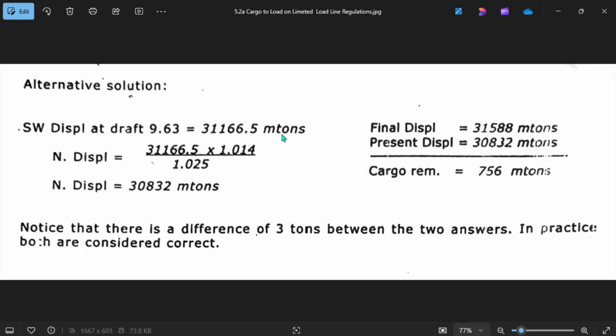I got here 72, and multiply by the local density. This 9.63 is your displacement in dock water of 1.014. Okay, I'll show you how I get this 3166.10. Okay, so this is dock water 9.63.